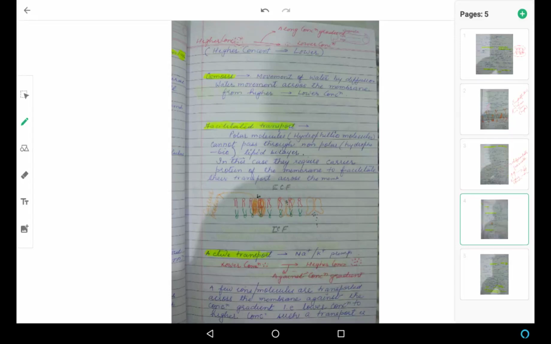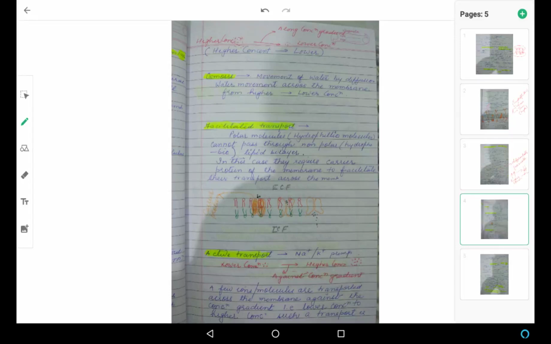Another type of transport is facilitated transport. The molecules which are non-polar in nature can easily cross the non-polar lipid layer. However, those which have polar characteristics may not be able to cross the lipid bilayer. That's why they have to be ported through special kinds of proteins called porins, and these porins affect the facilitated transport of polar molecules.